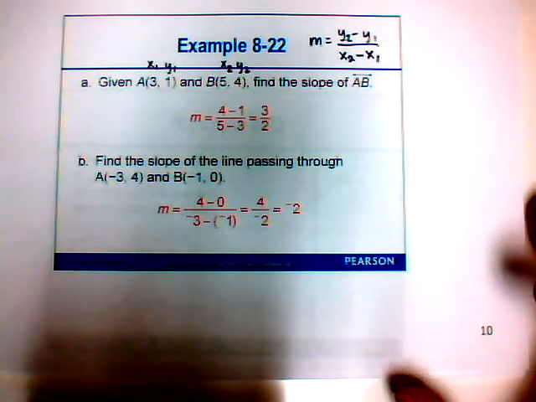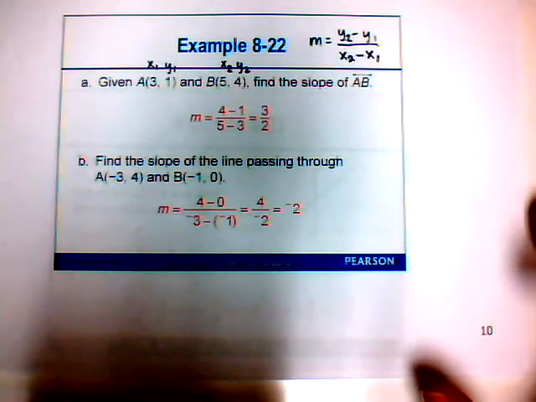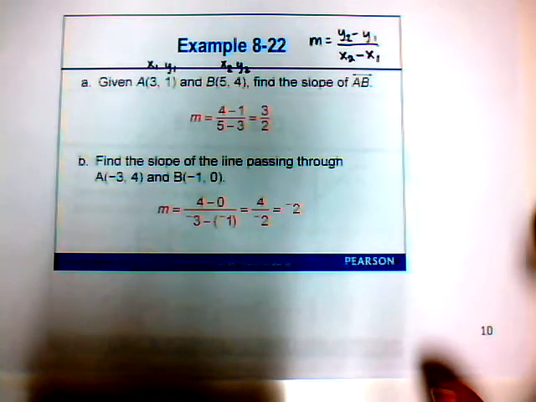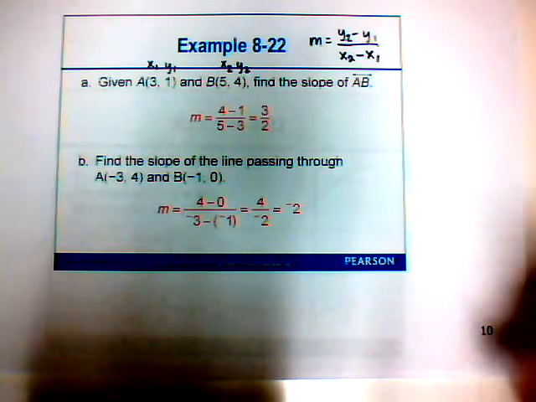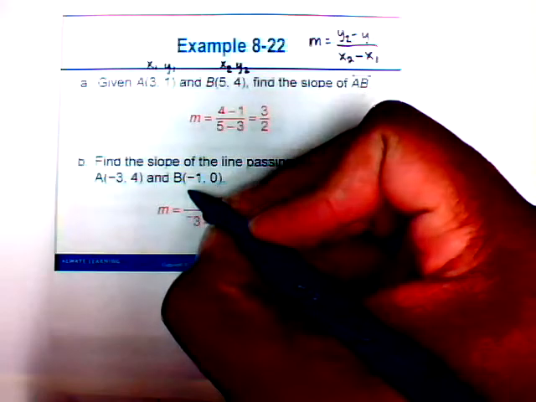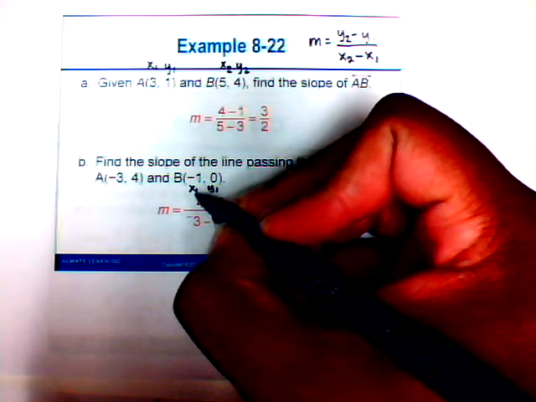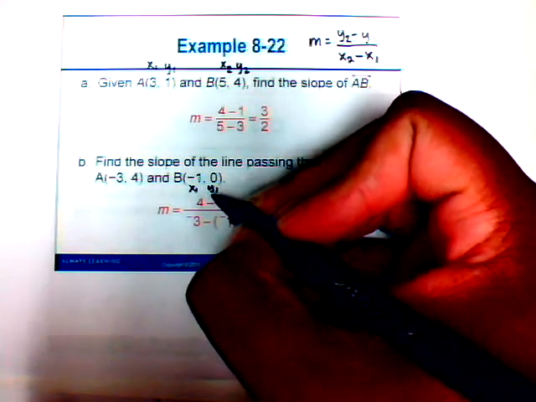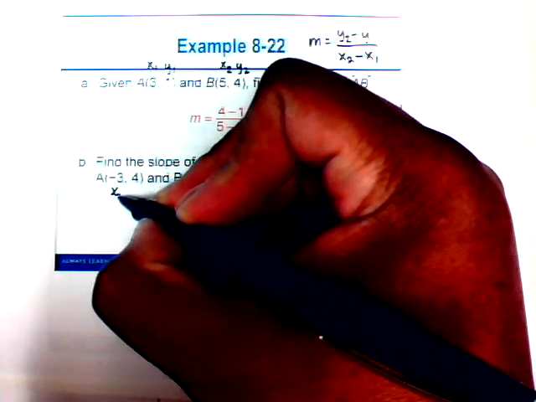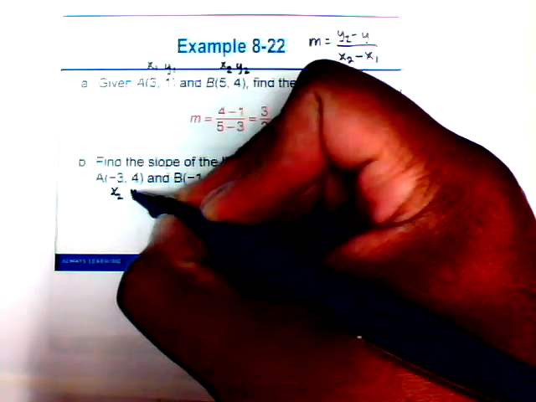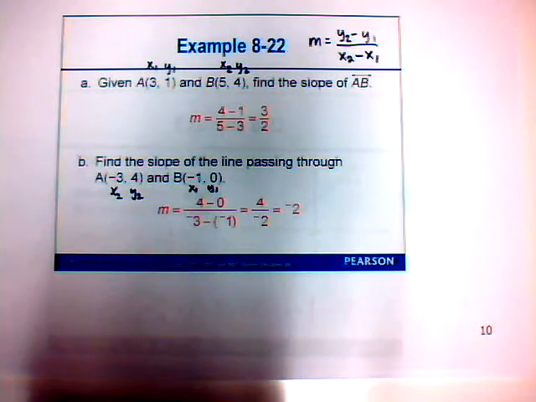Part B is finding the slope of the line passing through A, which is (-3, 4), and B with the coordinates (-1, 0). Now in this case here, you can let your coordinates for B be x1, y1. x1 will be negative 1, y1 will be 0. And then for A, (-3, 4), x2 is negative 3, y2 will be 4. Okay, but the formula is still the same. y2 minus y1 divided by x2 minus x1.